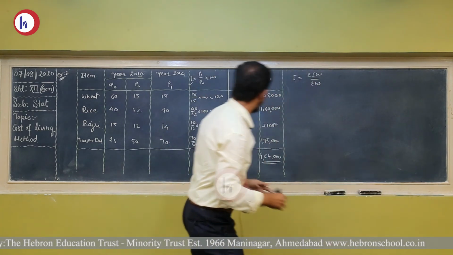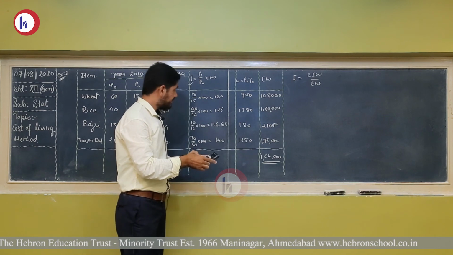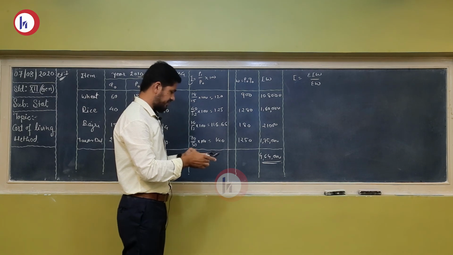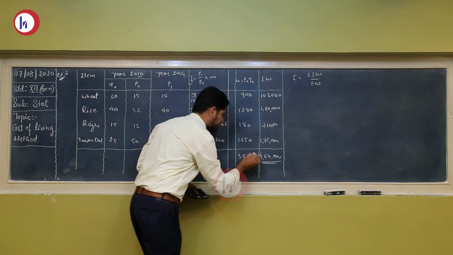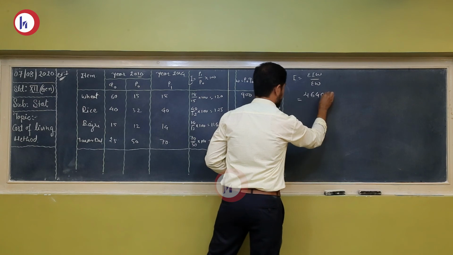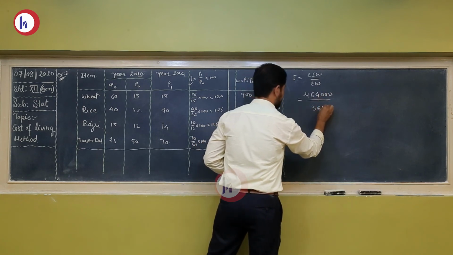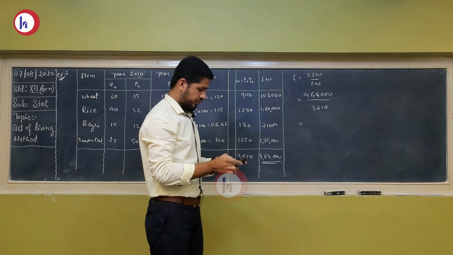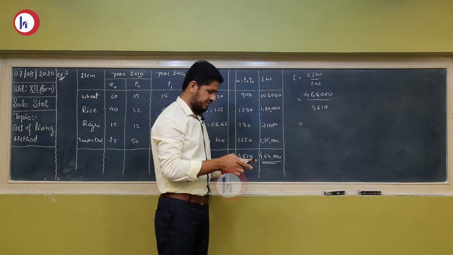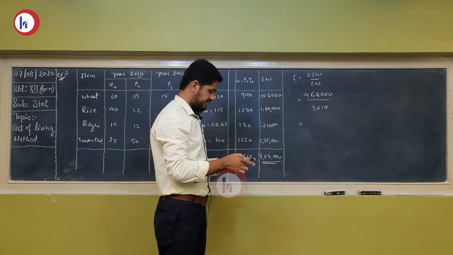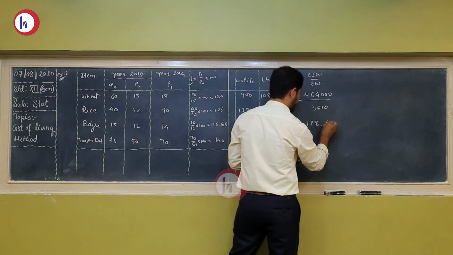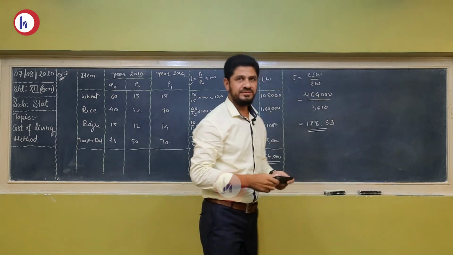Now the sum of W, that is 900 plus 1280 plus 180 plus 1250. So 3610. Let's input this value into the formula. 464,000 divided by 3610, and the final answer will be 128.53. Thank you.